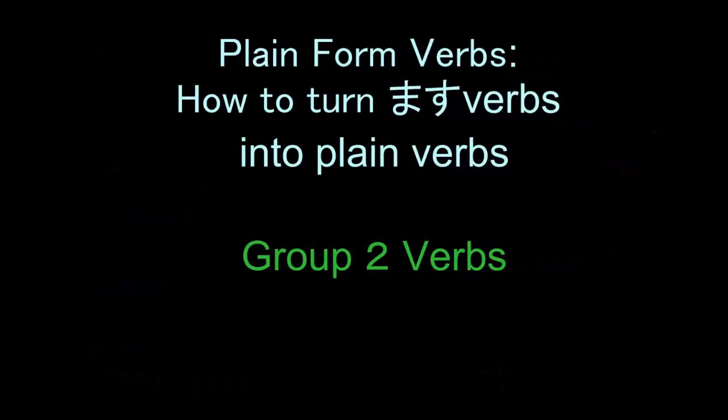Now let's look at how to make the plain form of group 2 verbs. Now unfortunately there's no rule to help you remember which verbs are group 1 and which verbs are group 2, but the good news is there are very few group 2 verbs and they're quite easy to remember. So let's start off with the most important group 2 verb, and that's tabemasu. Now to turn a group 2 verb into its plain form is incredibly easy. All you do is you make the verb stem by removing the masu and you replace it with ru, and you get taberu, the plain form of to eat.